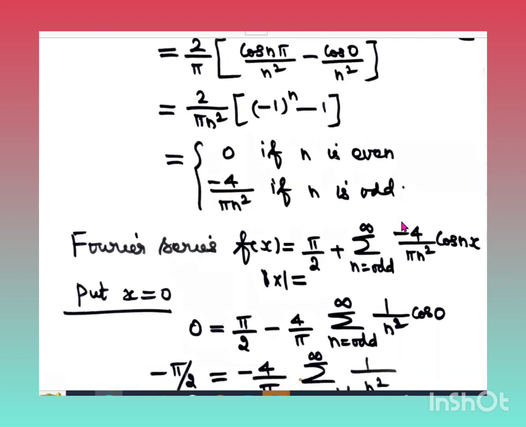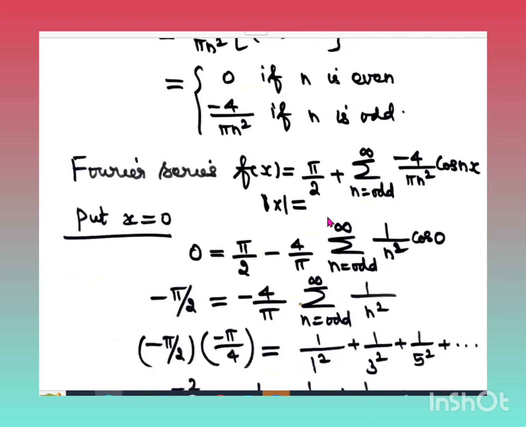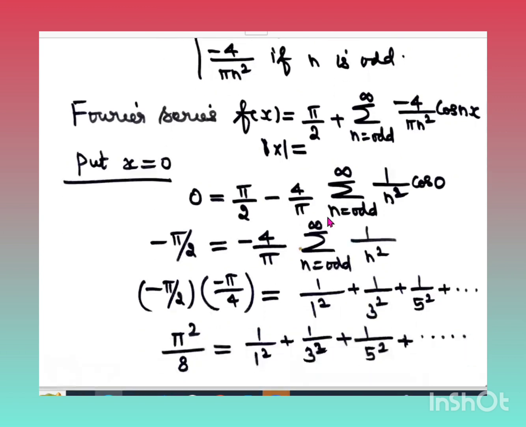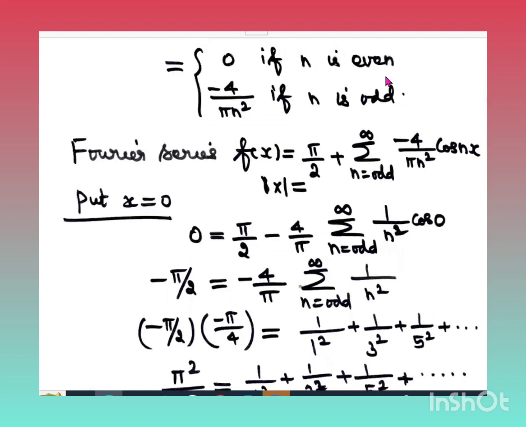So a naught value we have got, a n value we have got. After that, you have to substitute in the Fourier series. f of x is equal to a naught by 2 plus summation n equal to odd to infinity, because we cannot write 1 to infinity. 1 to infinity means odd numbers as well as even numbers. But for even numbers, the a n value is 0. For odd numbers, there is some value. So that's why f of x is equal to a naught by 2, a naught is pi by 2, plus summation n equal to odd to infinity minus 4 divided by pi n square cos nx.